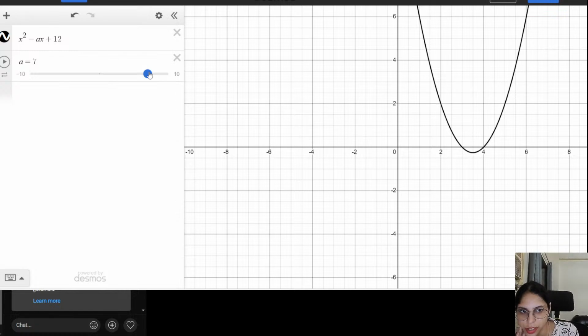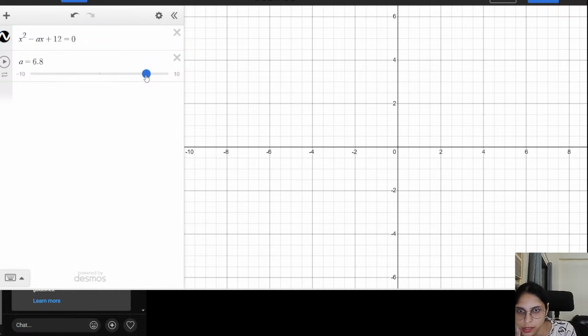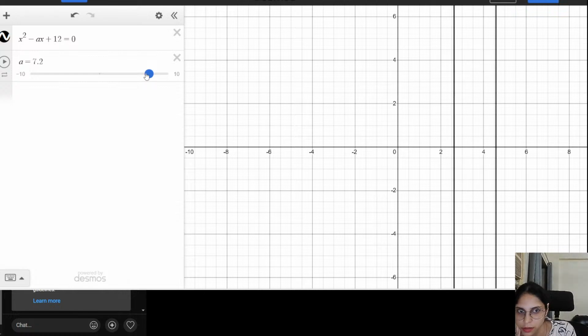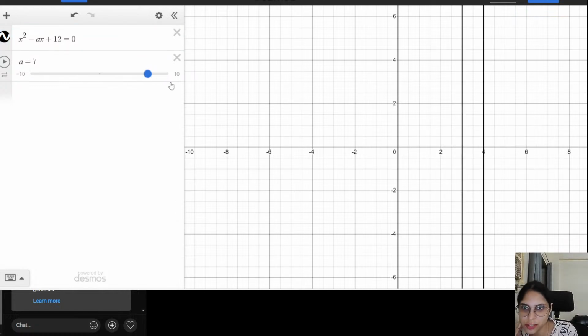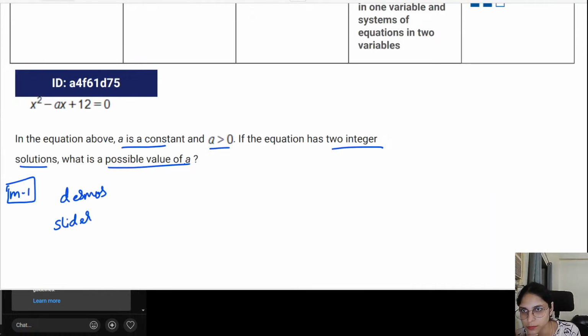Right now you have not got any solution. Now you're getting solutions. 3 and 4, both of them are integer solutions. Or you can also make it equal to 0. And if you go to 6, it's gone. Here also, but here you are not getting the integer solutions. So basically you're just sliding the value of A, right? Because it's a constant. And wherever you see that you're getting these solutions, you write that. So the value of A we are getting is 7.